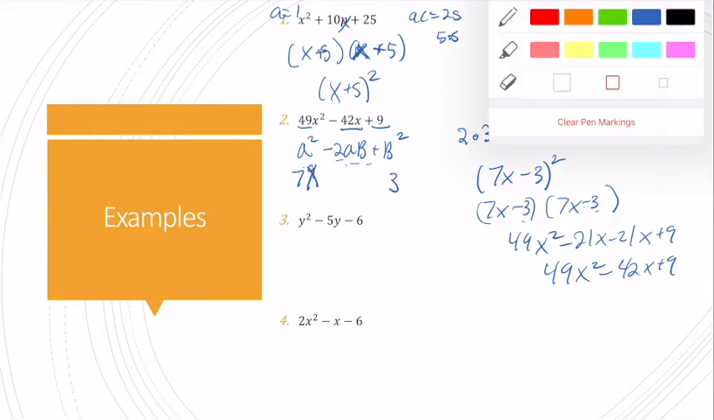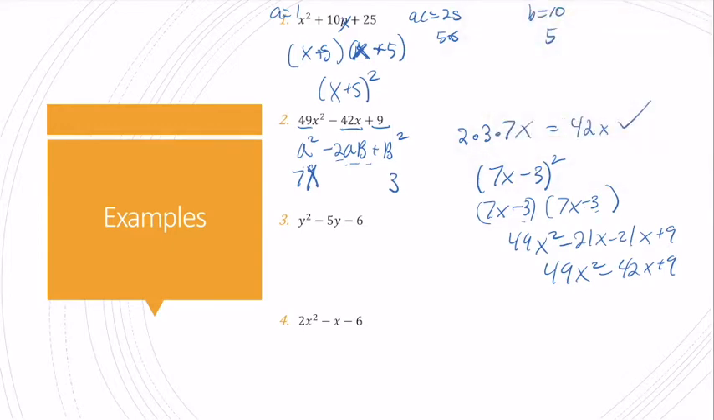Let's go ahead and change colors. I've got y squared minus 5y minus 6. So what are some factors of negative 6 that add up to negative 5? Well, that's going to be negative 6 times 1. So I can rewrite this as y minus 6 times y plus 1, because our leading coefficient is 1.